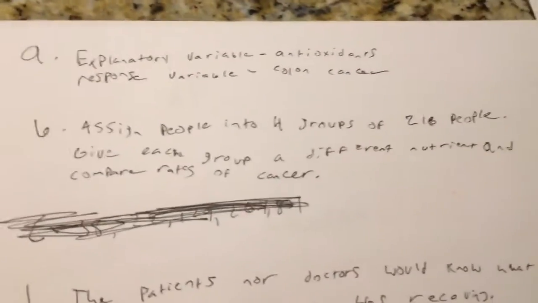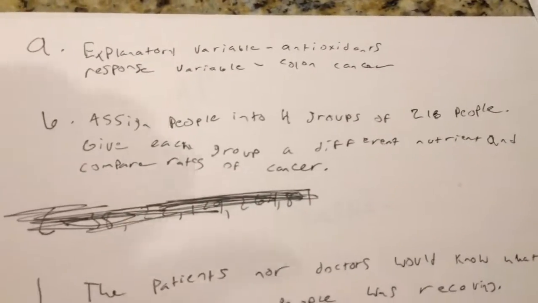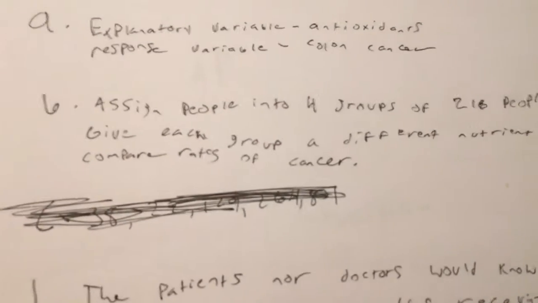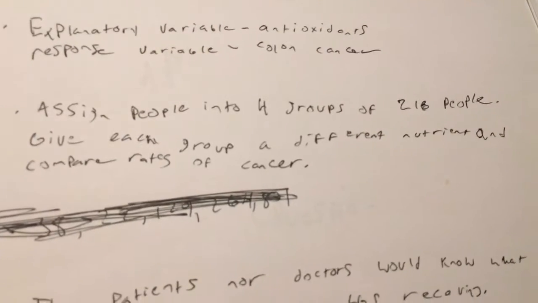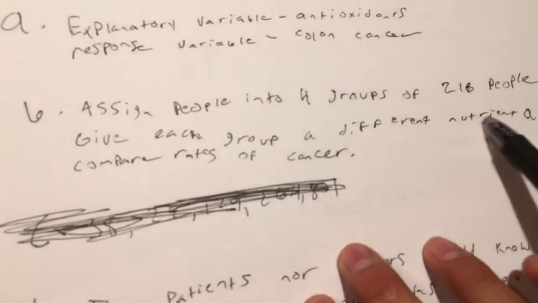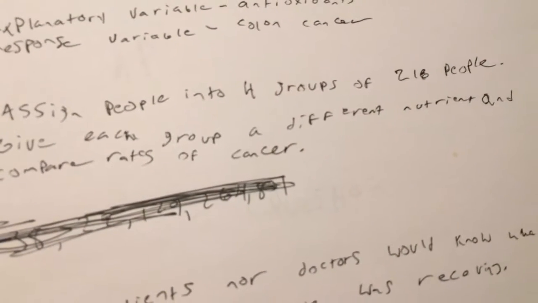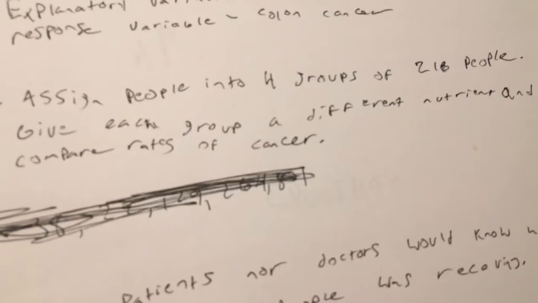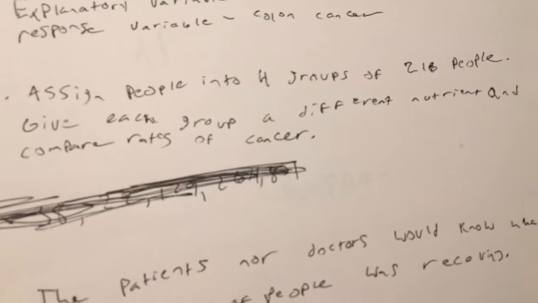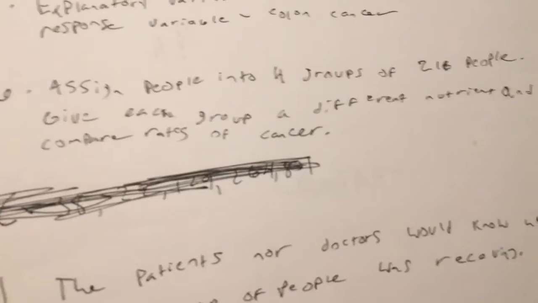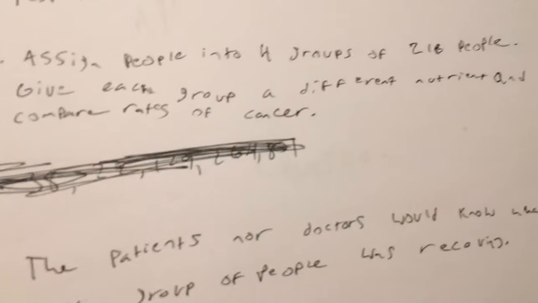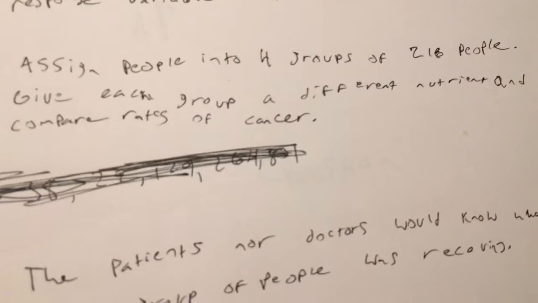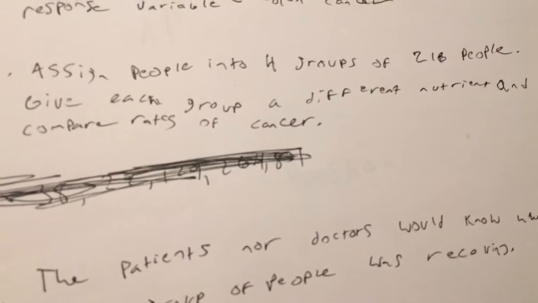So moving on to part B, which says to outline the design of the experiment. Use your best judgment in choosing the group sizes. Because there are 864 people, I said that we will divide into 4 groups of 216 people. The reason I picked 4 groups is because there are 4 different kinds of antioxidants people can receive. So for my design of the experiment, I gave each group a different kind of antioxidant and then compared the groups to see which one worked best in treatment of the colon cancer.